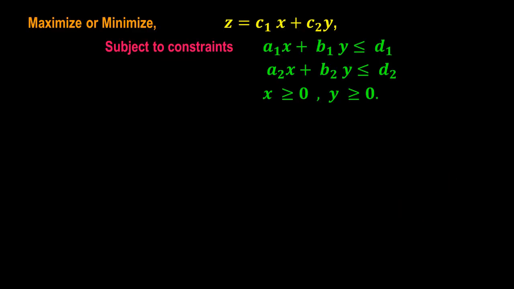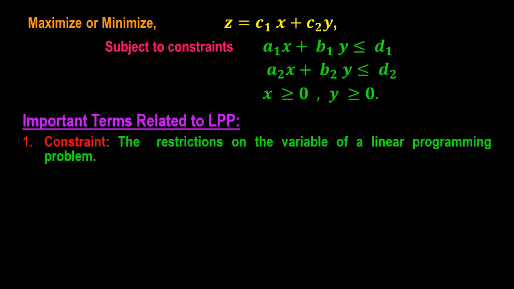Now let us define some important terms related to the linear programming problem. And the first term is constraint. The constraints are the restrictions on the variables of the linear programming problem. So here, for example, in the mathematical form of the linear programming problem, the variables are x and y. So the restrictions or the constraints given are that a1x plus b1y must be less than or equal to d1, a2x plus b2y must be less than or equal to d2, x greater than or equal to 0 and y greater than or equal to 0. So these are the restrictions or the constraints.